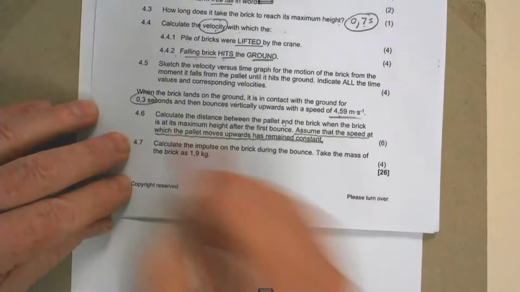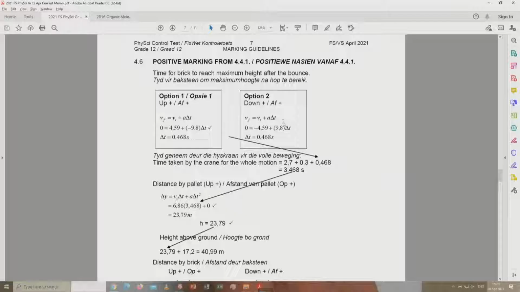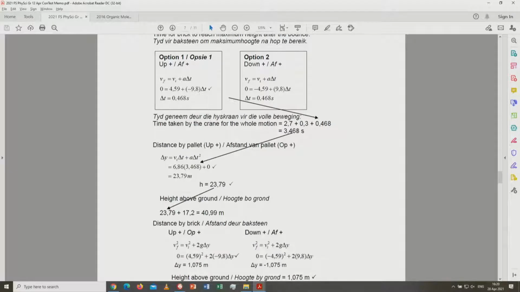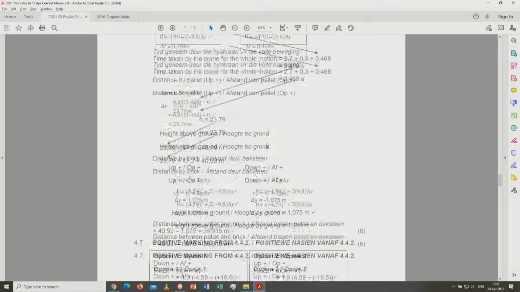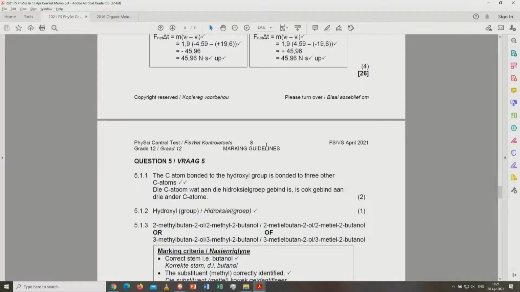So this is the bite for these 6 marks. There's a lot of steps involved here. The memo has it nicely written out, and you can actually calculate it. Can you see there is the 2,7, the 0,3, the 0,468, etc., all of that up to the end where you have the answer. And the last one is a piece of pie. The impulse, once again, is the final velocity minus the initial velocity. It's given to you, the time is given, and you can calculate that.